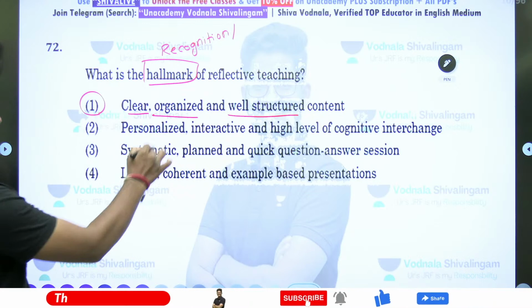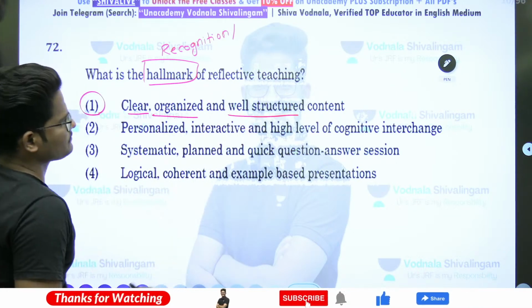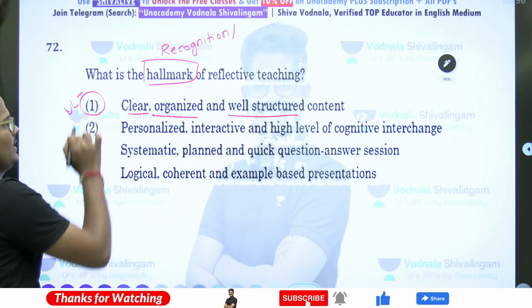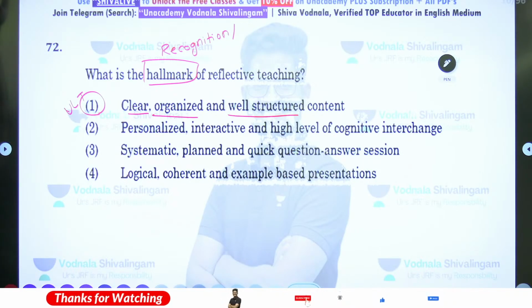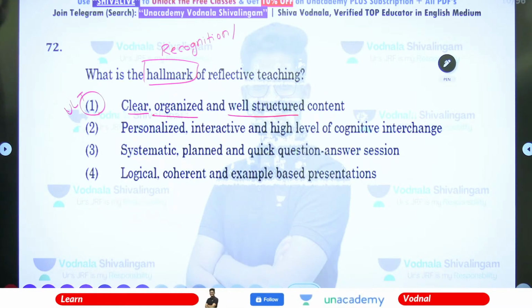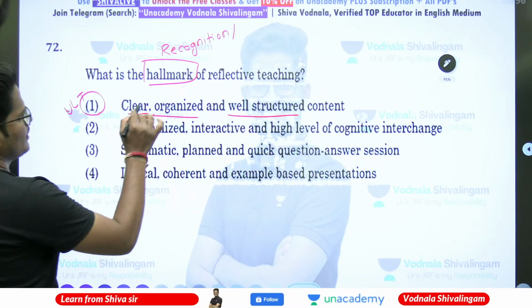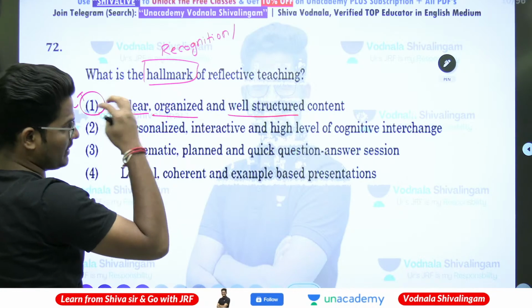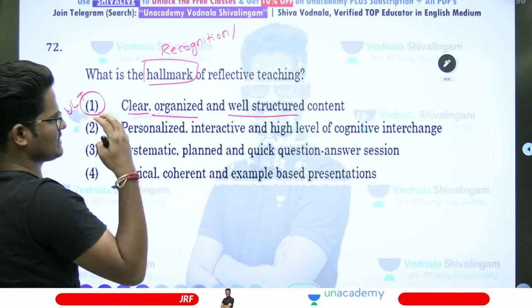Here, in what way organized and structured is given. Actually, this is a characteristic of understanding level learning, but they have given it as reflective, because whoever has a highly thoughtful process, they are very clear in their mind. In an organized way, they are very well structured.